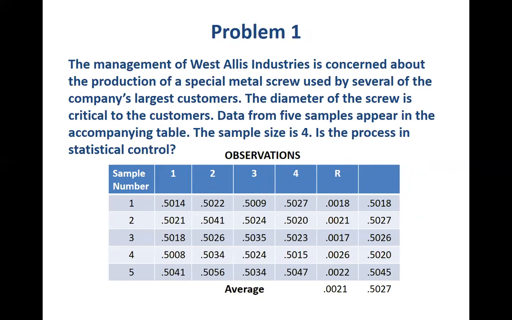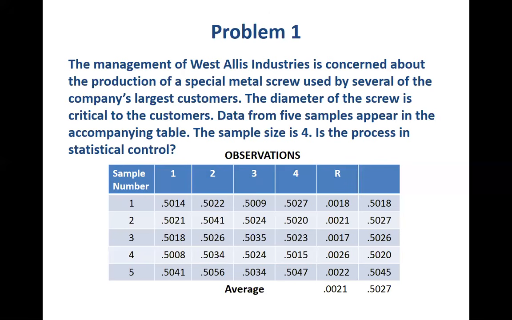Here's a company, management of West Alice Industries. They are concerned about the production of a special metal screw, which is used by several of the company's largest customers. The diameter of the screw is critical to the customers. So data from 5 samples appear in the accompanying table, and the sample size is 4. Is the process in statistical control? Now, this is the diameter of a screw, which means we actually can measure it, and therefore we are looking at control chart for variables.